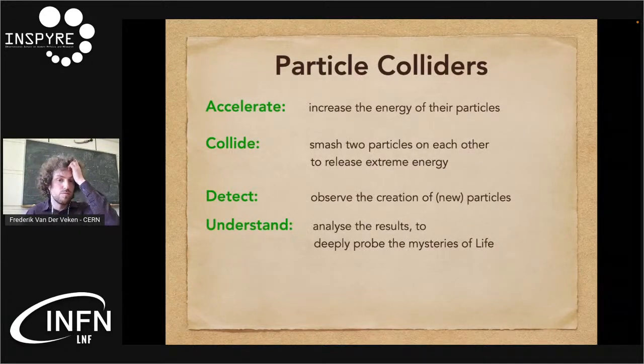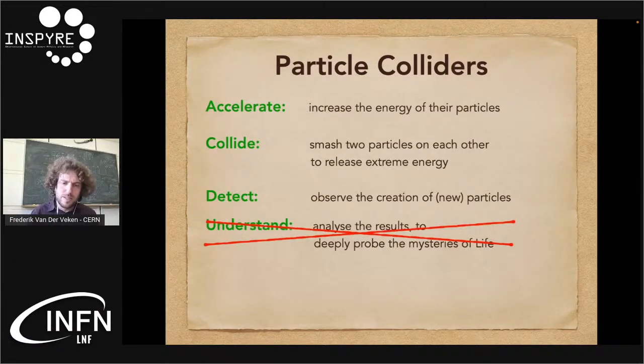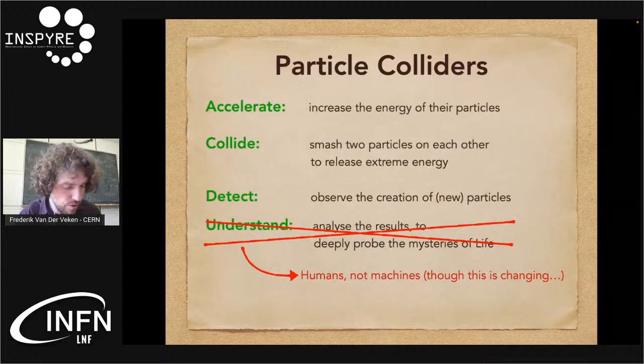And then, of course, you have this detection, but you have to understand what is happening. That is the whole point. So we analyze the results to deeply probe the mysteries of life, like I've written here, life with capital L, because that's what it's all about, the laws of physics. So these are the steps we have in particle colliders: accelerate, collide, detect, understand. All of this is done in the collider by a machine, except the last part, that's humans. The machines are not yet completely ready to understand. Now, as I wrote, this is changing with the advent of machine learning, AI. They help us a lot understanding, because things become a bit unmanageable for our mere brains. But this is the general approach.